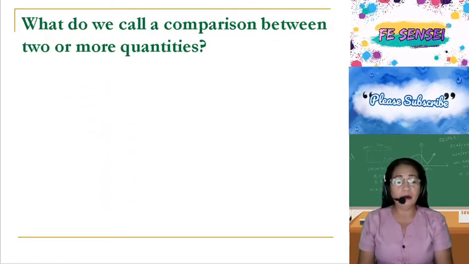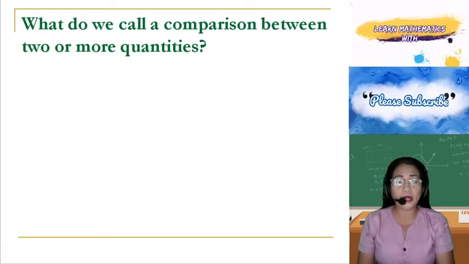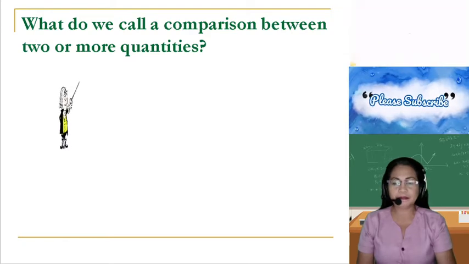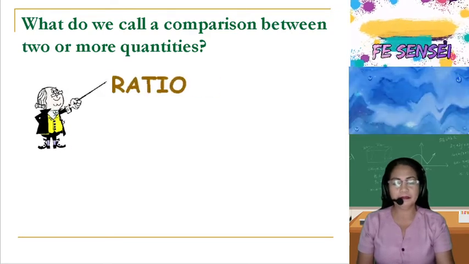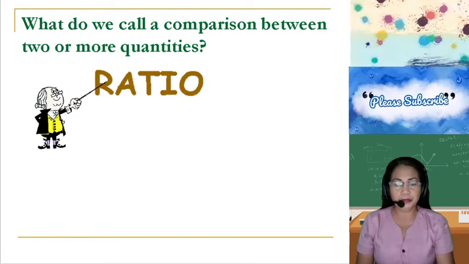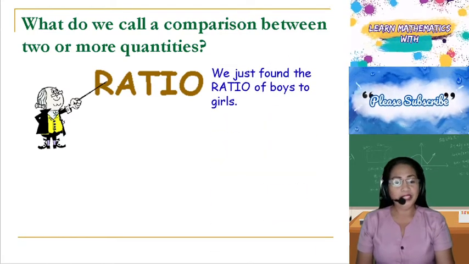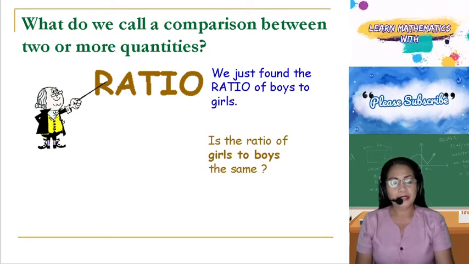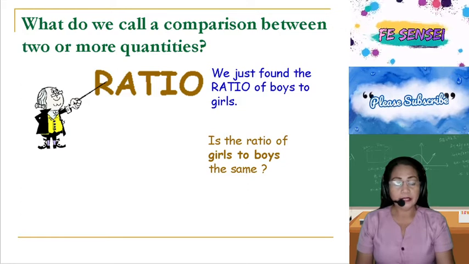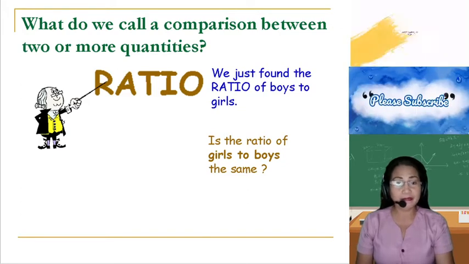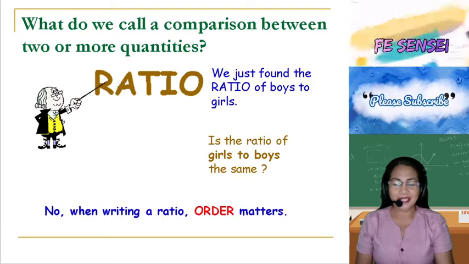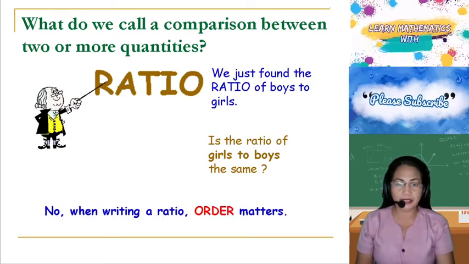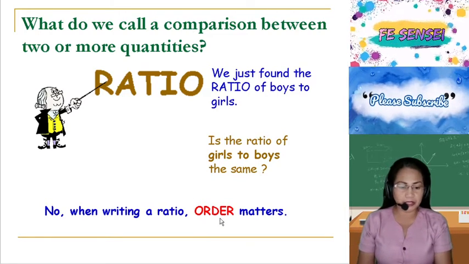What do we call a comparison between two or more quantities? It is a ratio. We just found the ratio of boys to girls. Is the ratio of girls to boys the same? No. When writing a ratio, order matters. What do we mean by order matters?